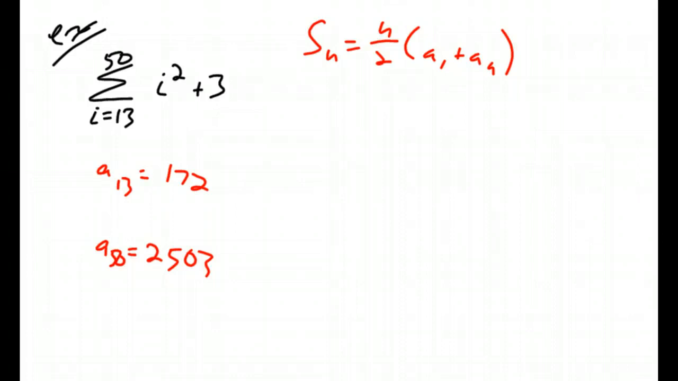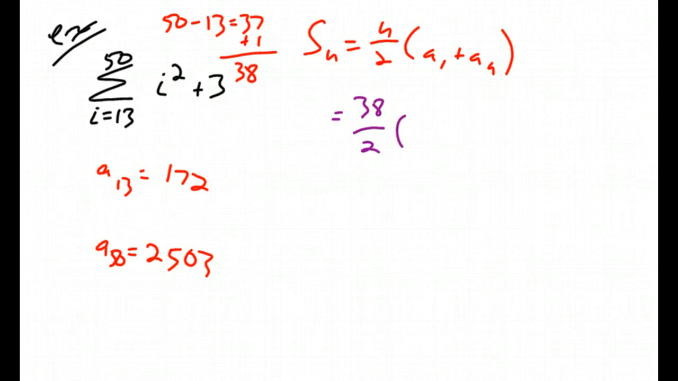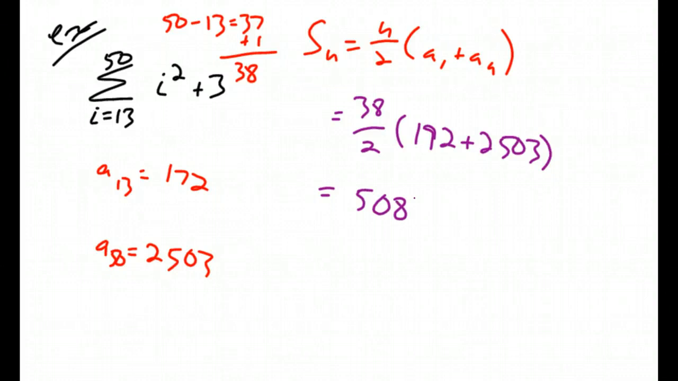Okay, to find n, I'm going to take 50 minus 13. This is 37. Don't forget to add 1, so n is 38. So when I plug in my numbers, I'm going to have 38 divided by 2 times 172 plus 2503. And this is going to come out to be 50825.